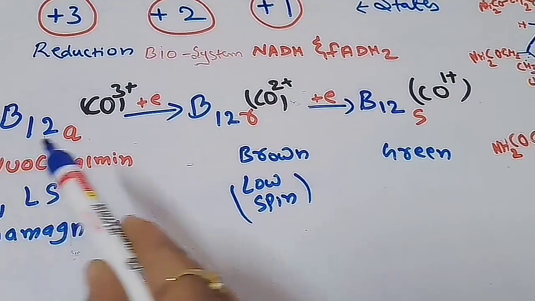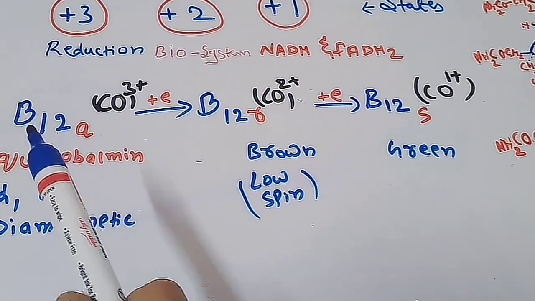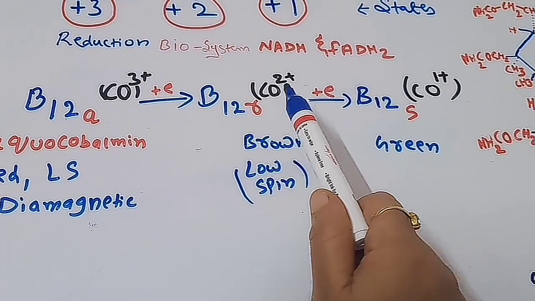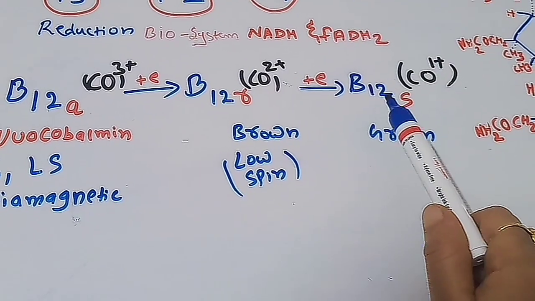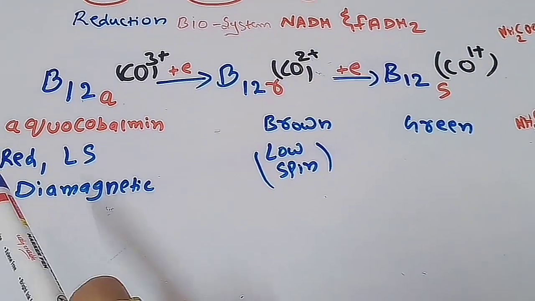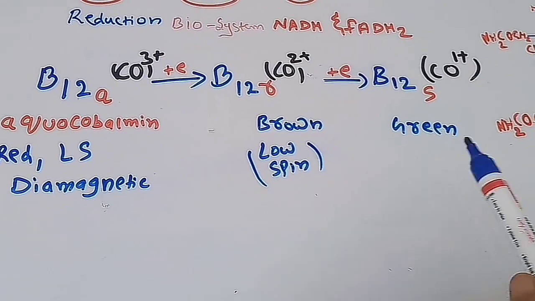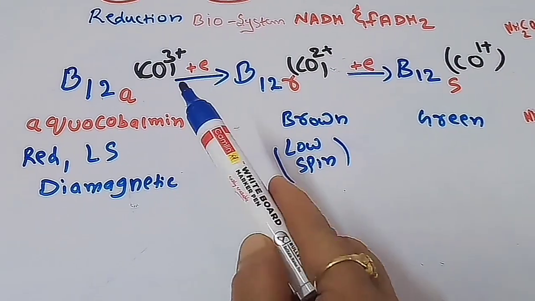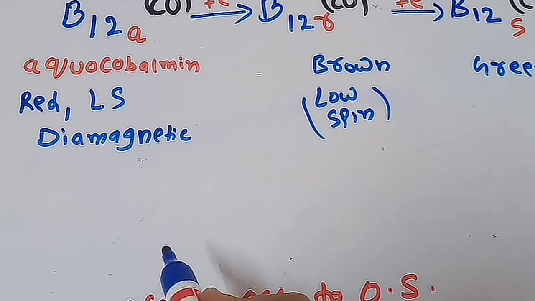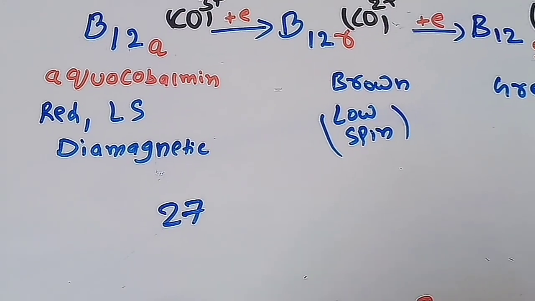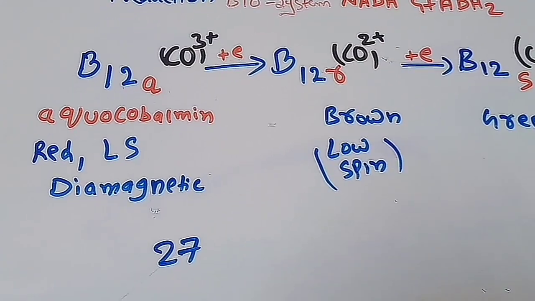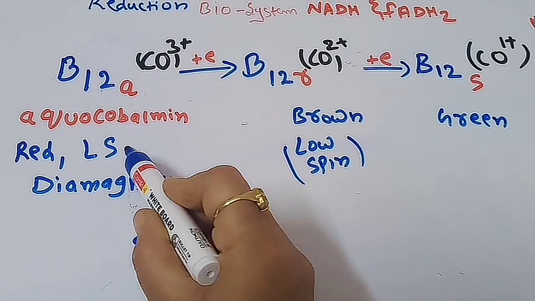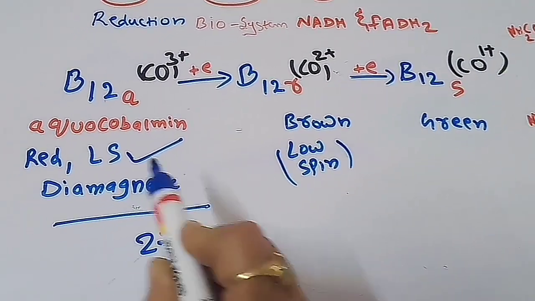So we can say that in this diagram there are the 3 oxidation states of cobalt. B12A is the 3+ state, B12R is the +2 oxidation state, and B12S is the +1 oxidation state. The 3 oxidation states have different colors due to different transitions. In the 3+ oxidation state, cobalt has atomic number 27, and if it loses 3 electrons, it will have 6 electrons in the t2g orbital, so they are all paired. In this condition this is a low spin complex and the nature is diamagnetic. It is red in color.